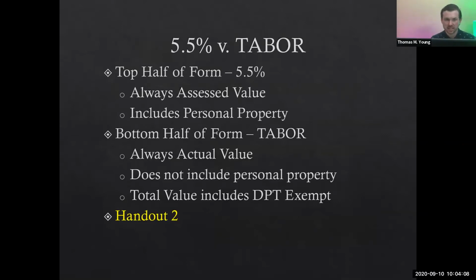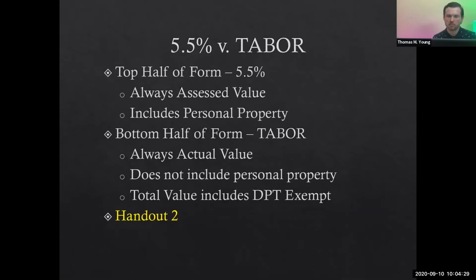At the most basic level, on the top half of the form for 5.5%, you're going to get assessed values from the assessor. So that's all of the actual values times the assessment rate. That's the actual tax base. It also includes personal property.